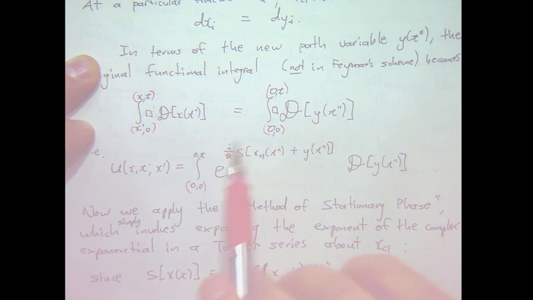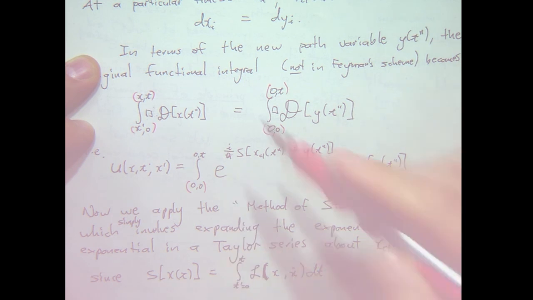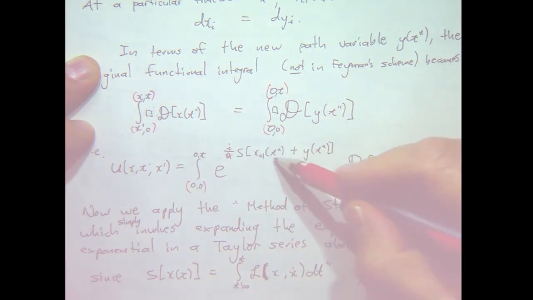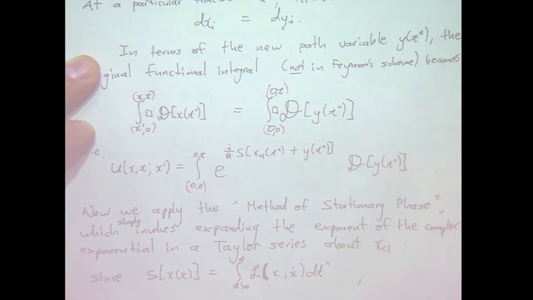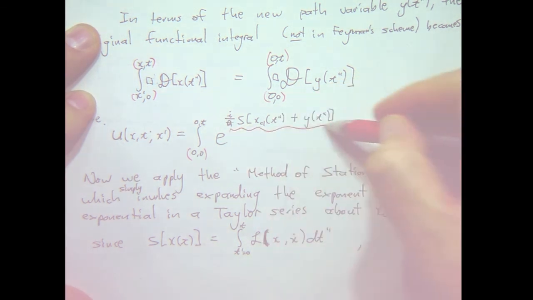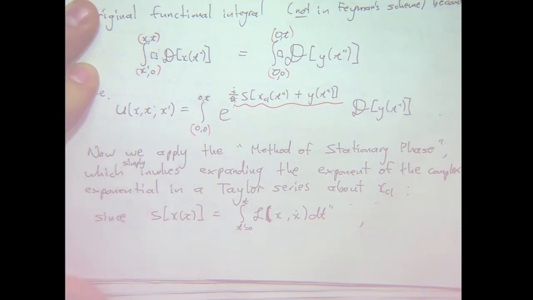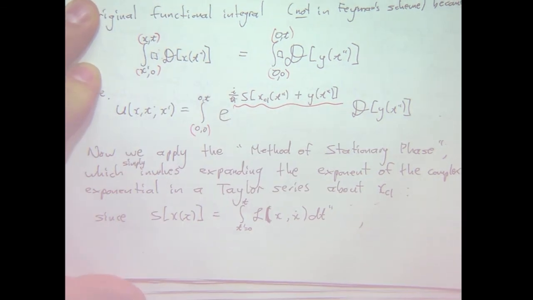of, there's the complex number, it's got an e to the i on h bar times S, the action evaluated at the classical path plus the deviation path. And now we apply the method of stationary phase, and all that means is that we expand the exponent in here in a Taylor series about the classical path. So again, it's just redoing what we did in lecture one. Okay.